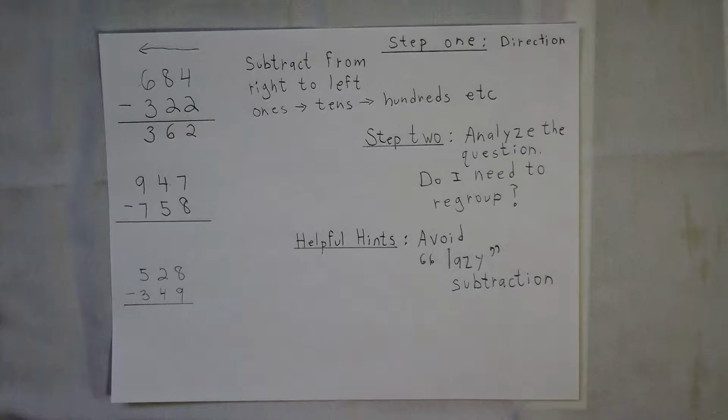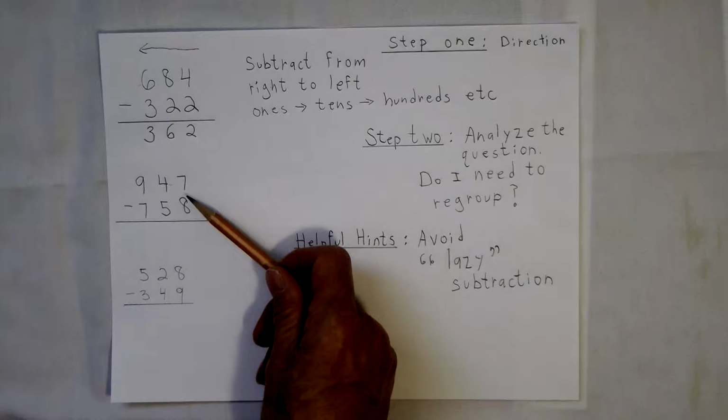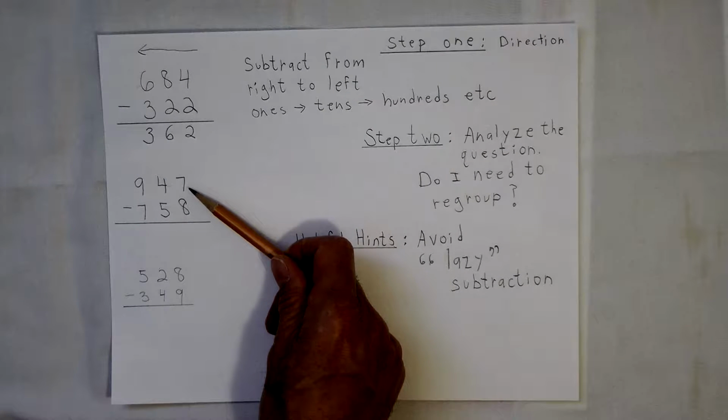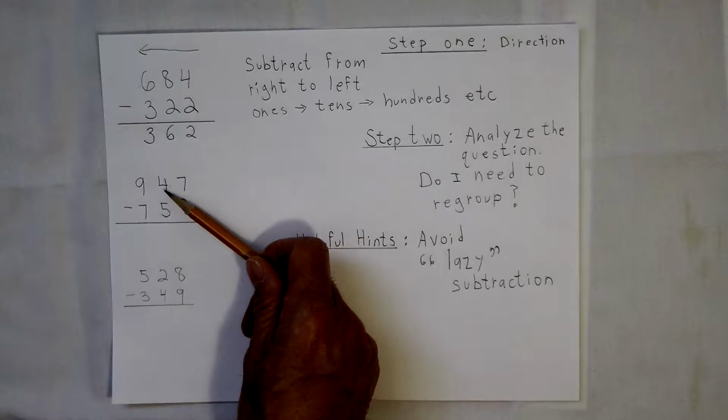Step 2 is to analyze the question. Before you do a question at all, boys and girls, you should look at it and ask yourself this question. Do I need to regroup anywhere? 947 minus 758, I can see that I will need to regroup for the ones and for the tens.